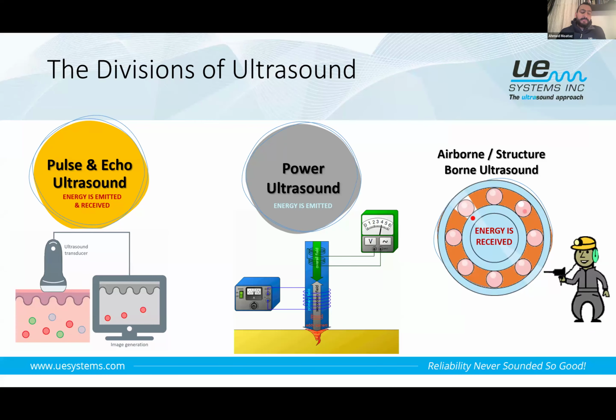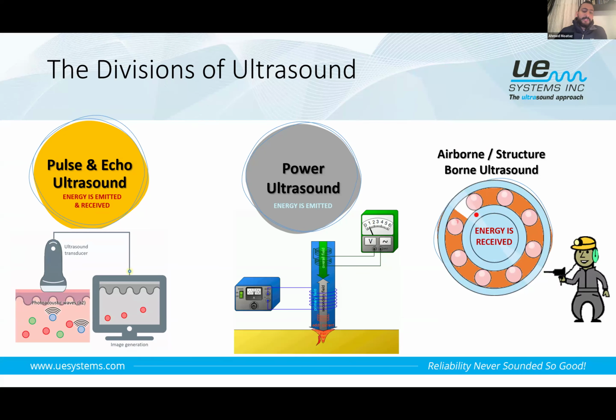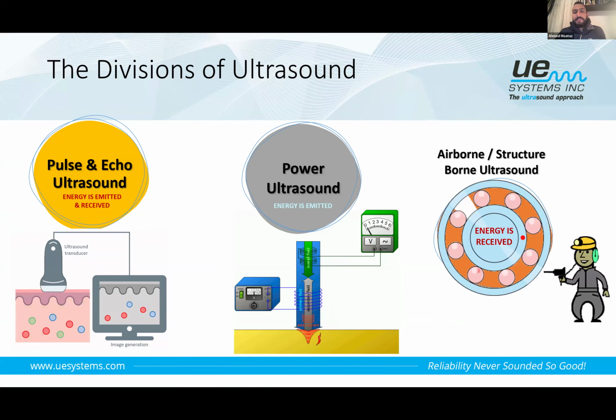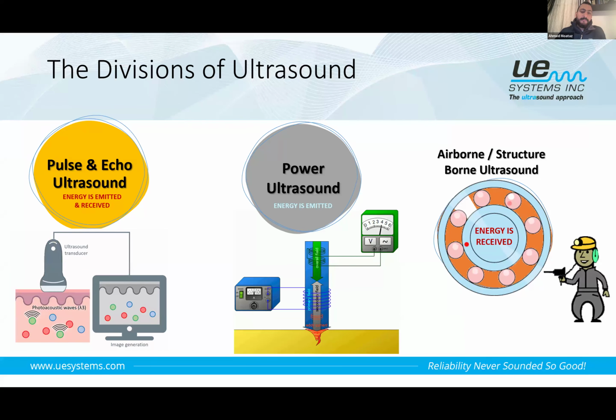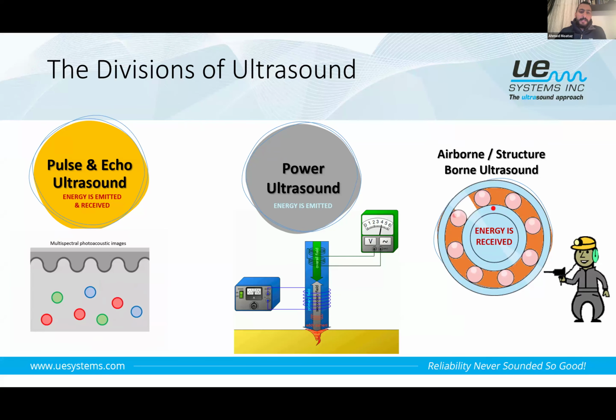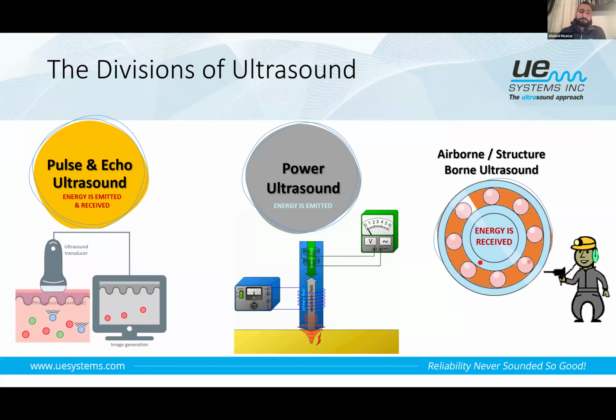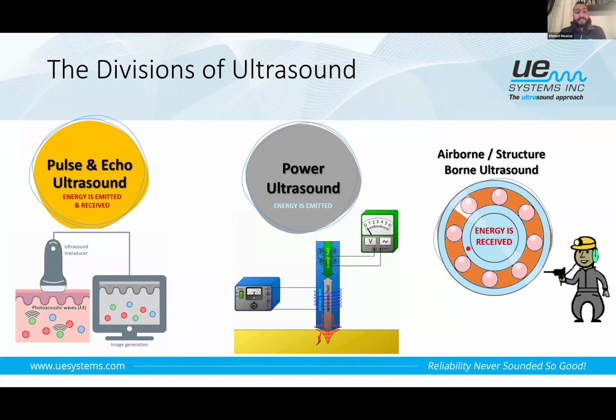First, let me highlight what kind of ultrasound technology we will be discussing today. As we know, there are different types of ultrasound. Let's talk about the first one. We call it the pulse echo ultrasound. This technology is used for medical purposes and also in industrial inspection.